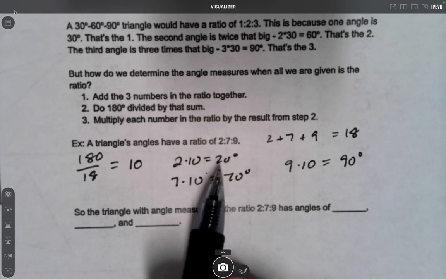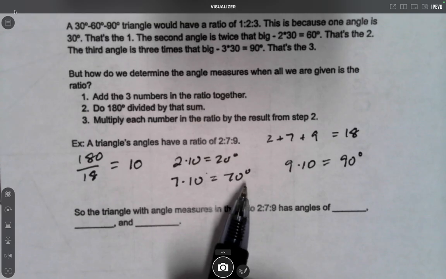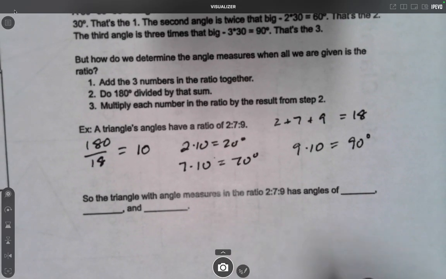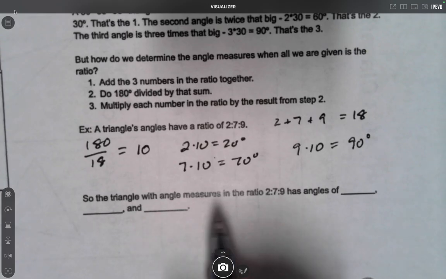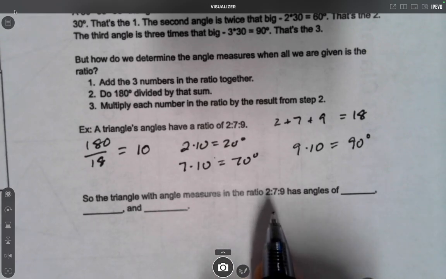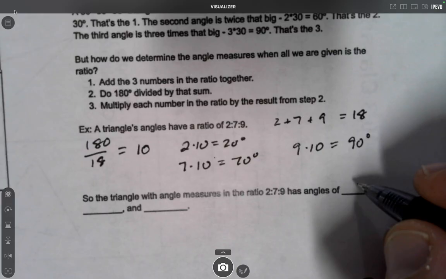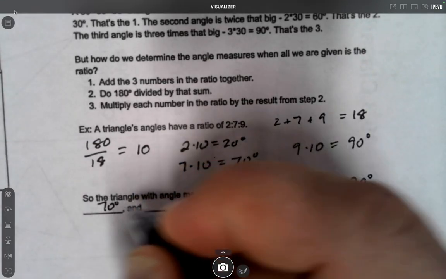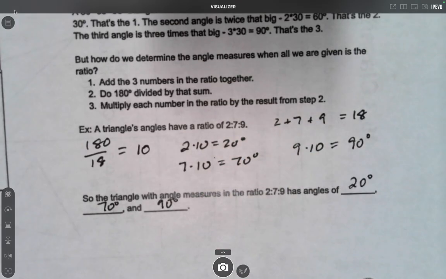And you can confirm this works by adding these together and making sure it adds up to 180. 20 plus 70 is 90. 90 plus 90 is 180. So that means we did it correctly. So the triangle whose angle measures have a ratio of 2, 7, 9 has angles that are 20 degrees, 70 degrees, and 90 degrees.